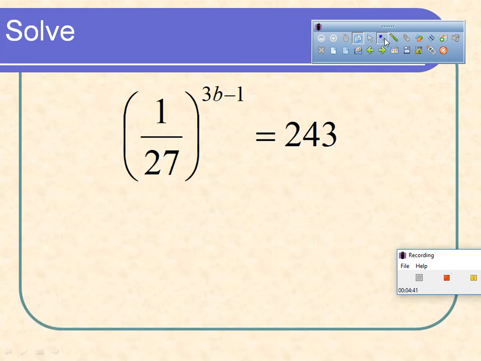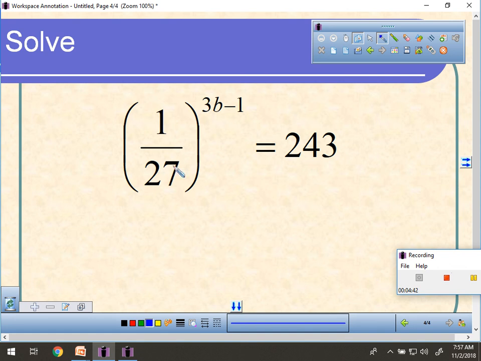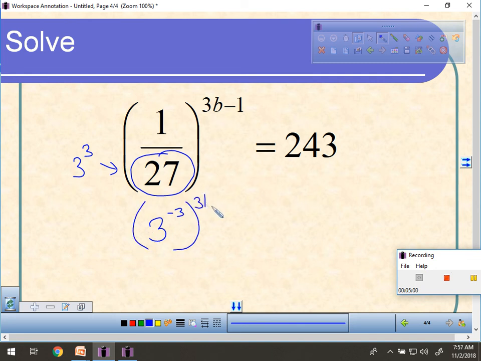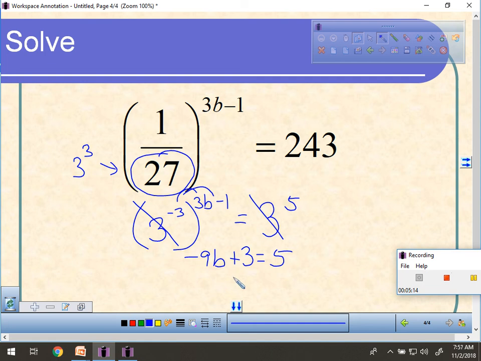I've got 1 over 27 to the 3b minus 1 equals 243. Again, this is a fraction, so I know I'm going to rewrite this as a negative exponent. This 27, I'm going to rewrite as 3 to the 3rd. 27 is 3 to the 3rd, but because it's a fraction, it's going to be 3 to the negative third, and so that's 3b minus 1. 243, I would rewrite as 3 to the 5th power. The 3's would cross out now, and then I'm going to distribute. I'm going to get negative 9b plus 3 is equal to 5, and then just go from here.